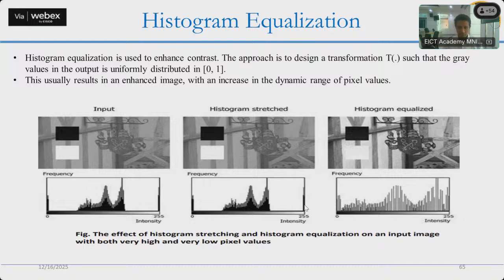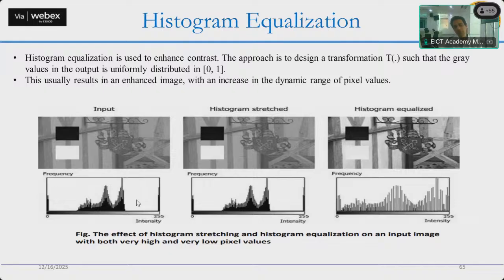Now see what we are observing. In histogram equalization and histogram stretching, both look the same, but they have one major fundamental difference. What is that difference? You see the input image. In this input image, the values around 100 to 150 are present here.